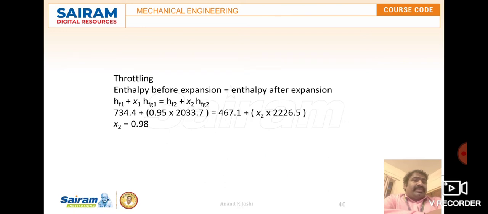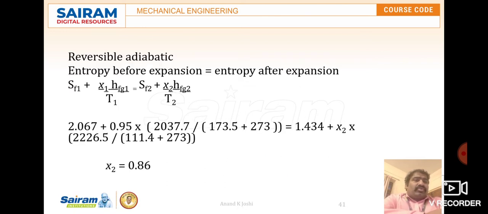So please just look over all the values. Next one is HFG2. Already we know that 2026.5 divided by 111.4, and along with that we have to add the 273 because it is absolute temperature. Then once you substitute all the properties of steam in this equation, the unknown is X2. This value we have to find out, the X2 value. After substituting and calculating, we get X2 as 0.86.